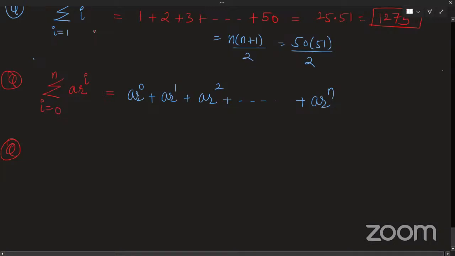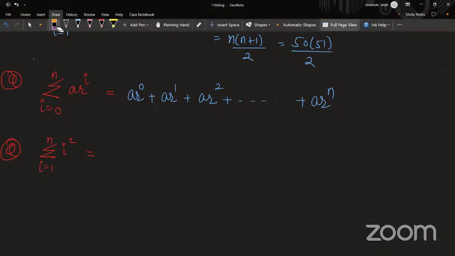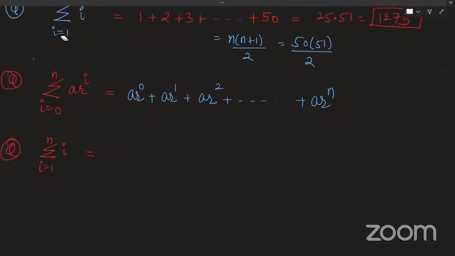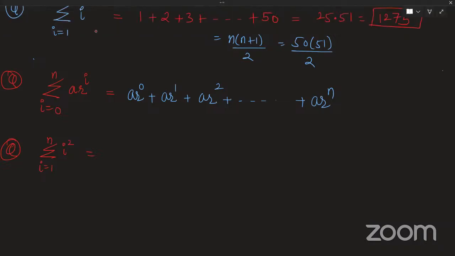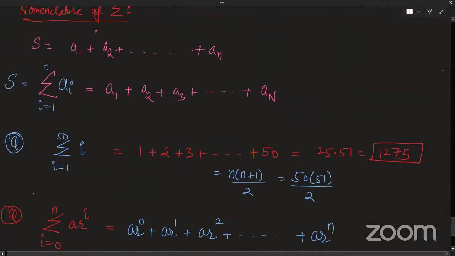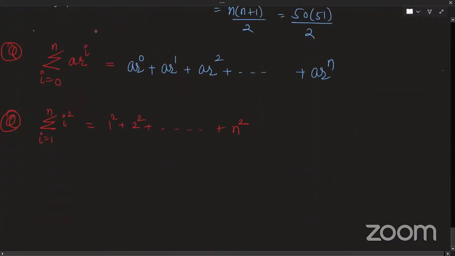Okay. So just one last question. Sigma i is equal to 1 to n, i square. Can you tell me what am I asking you to evaluate if I'm giving you such a question? Sum of squares, sir. Correct. Sum of the squares, like 1 square plus 2 square plus 3 square, so on till n square. Correct. So now you know how to use your sigma operator, right?